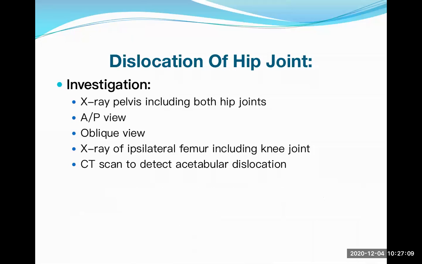Now, what investigation do we need for the diagnosis of dislocation of the hip joint? X-ray. There are different types of X-ray. If you are not satisfied with only the AP view and oblique view, you can take some other views also. And CT scan is also done, especially if you think there is a fracture dislocation. CT scan is always better than the ordinary X-ray.